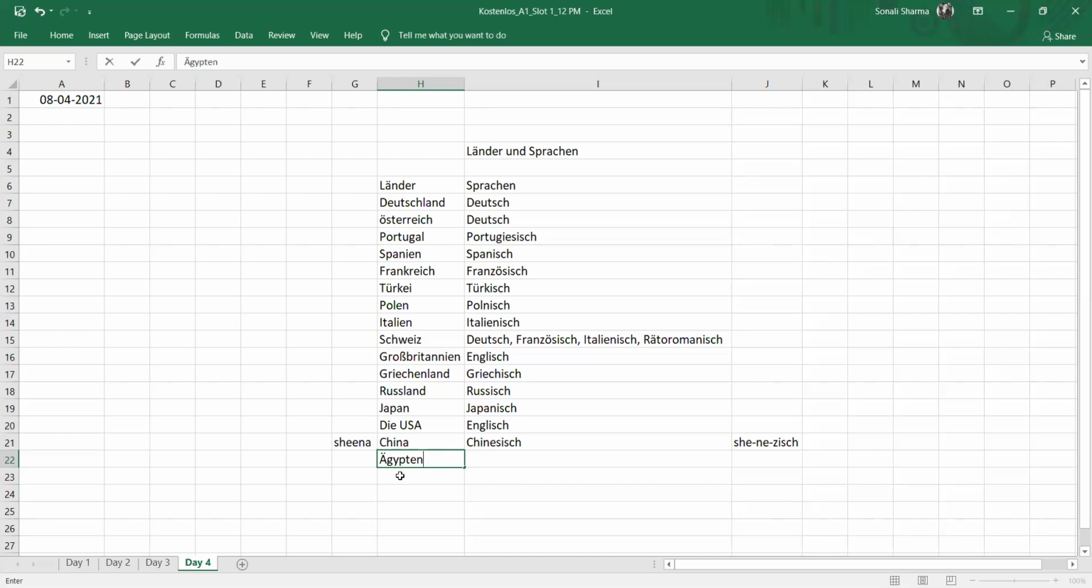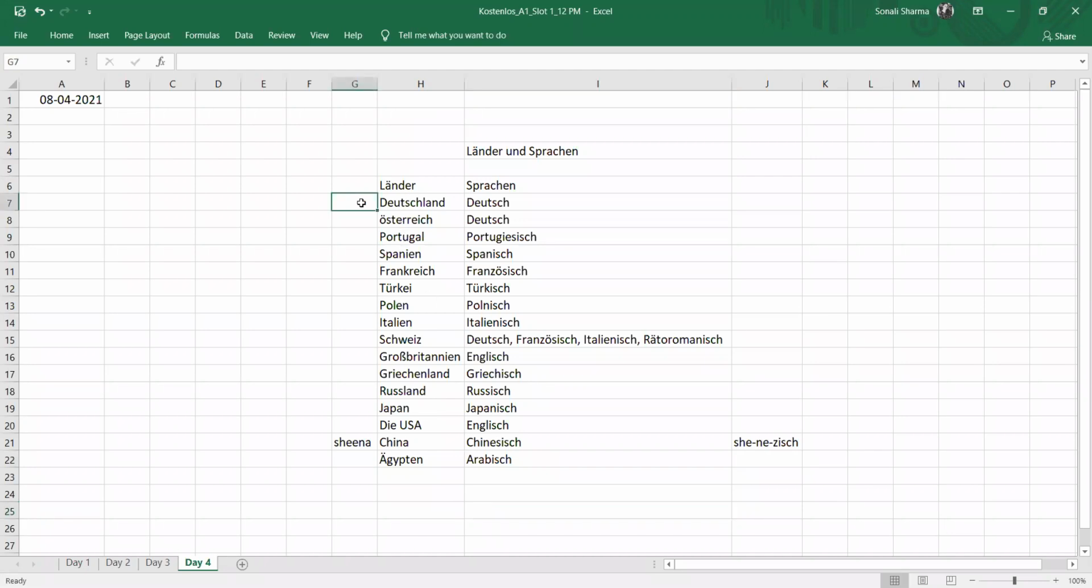It's Egyptian. And in Egypt, people speak Arabish. Like we have the word rubbish, so it's Arabish. So these were our countries and their languages.